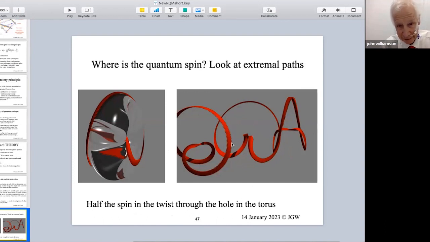So this is an extremal path with a glass torus going through, and then without the glass torus, just showing how the thing looks as you twist it. And you see that really it's not twisting, and then bling, it twists through the torus. So that's the half-integral h bar pretty much there in the eye of the torus at extremal paths.